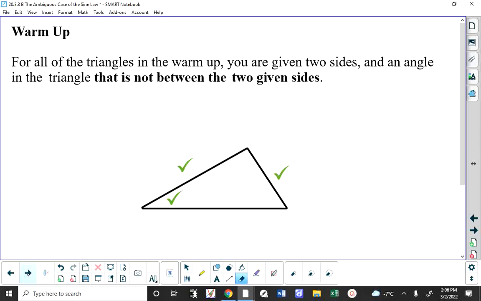And when we draw these, I would like you to get into the habit of drawing the angle that you know in the bottom left-hand corner of your diagram, just like I've got it here, and having one side connected to that angle and the other side across from the angle. So in the ambiguous case, you're always going to know an angle and the side across from it, but I would like you to draw it this way.